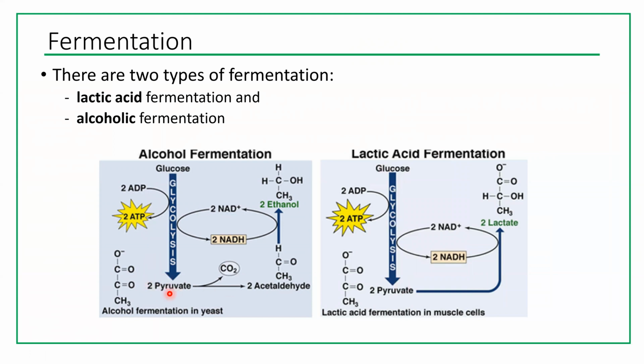Now, if this pyruvate is converted into ethanol, that is alcohol, it will be alcoholic fermentation. If this pyruvate is converted into lactic acid, then it will be lactic acid fermentation. But in both cases, 2 ATPs are produced. So that's the energy. That's the whole point why your cells, or any cells, are doing it.